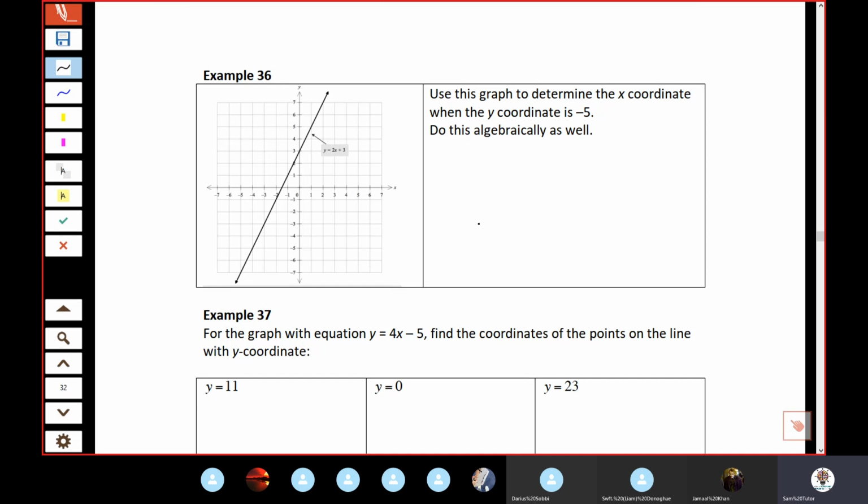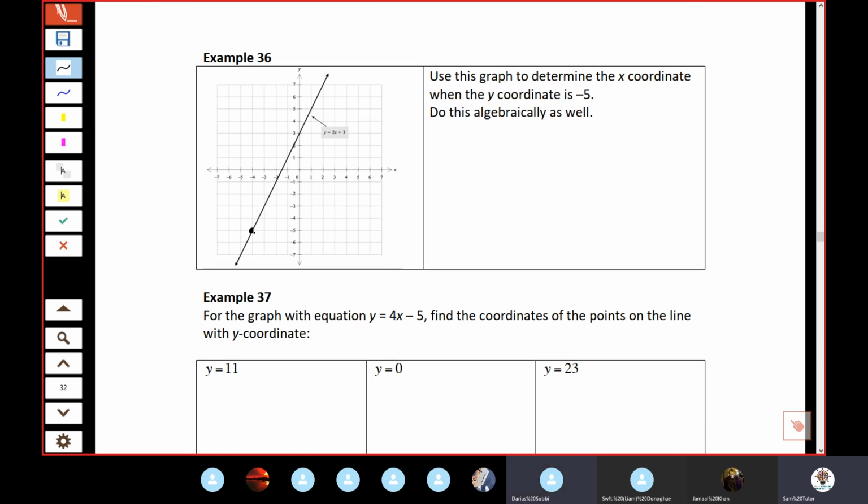Here we go. And again, use this graph to determine the x coordinate when the y coordinate is -5. The y coordinate's -5 right there. Go to the left. X value is x equals -4. It says do this algebraically as well.